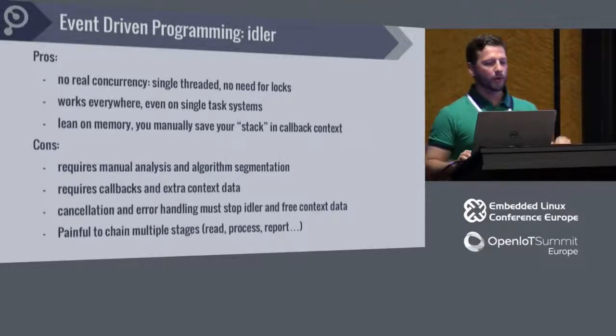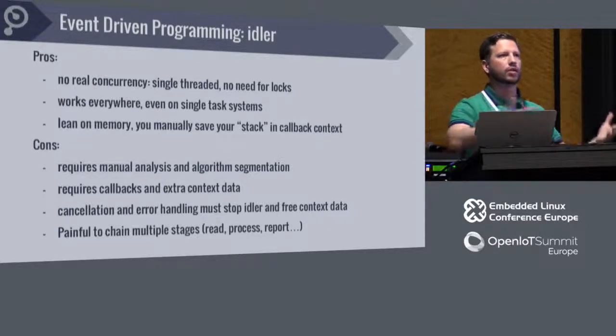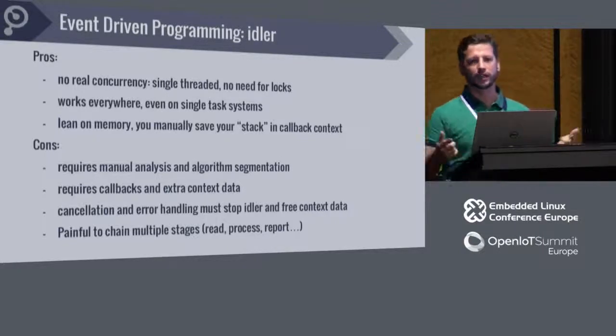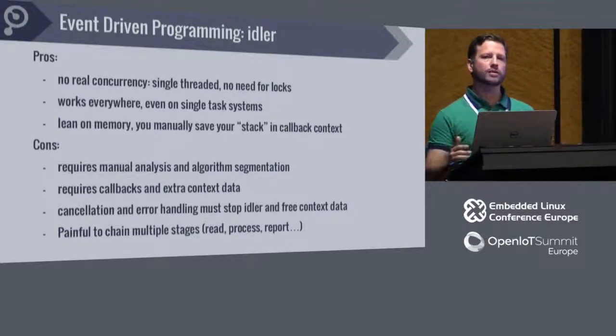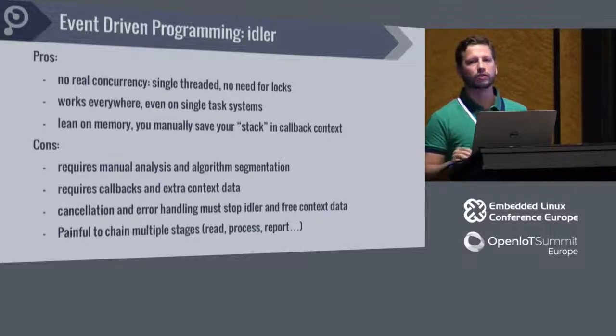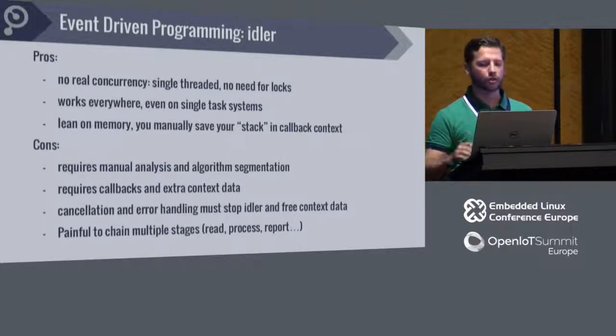However, it requires you to manually analyze your code, and most people get that wrong, or they are afraid of doing that because you're taking one algorithm. When there is a simple for loop, it's very easy, right? But for more complex stuff, it gets out of hand, and most people have problems doing that. You need to maybe recreate your algorithm. It requires callbacks and extra context, so it's more to remember and more to manage, more to leak, more to crash. The cancellation and error handling must stop the idler and free.